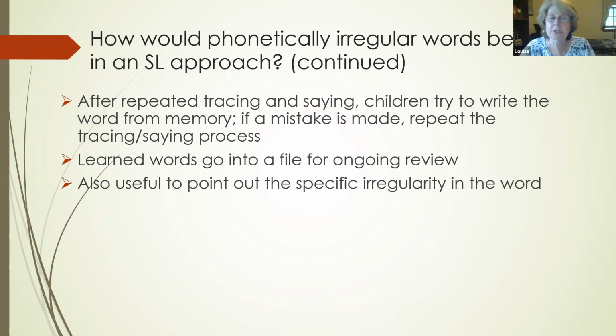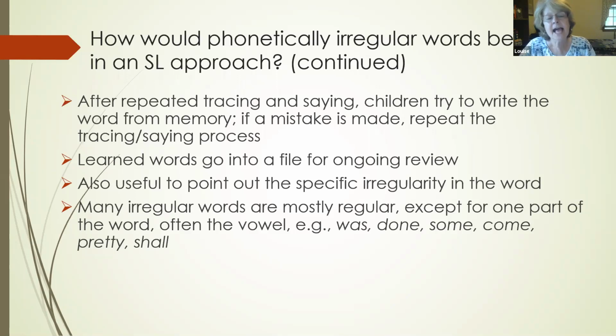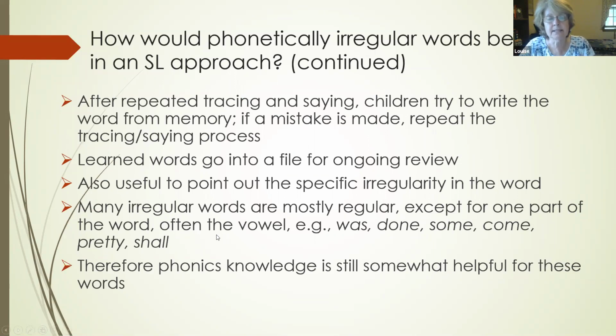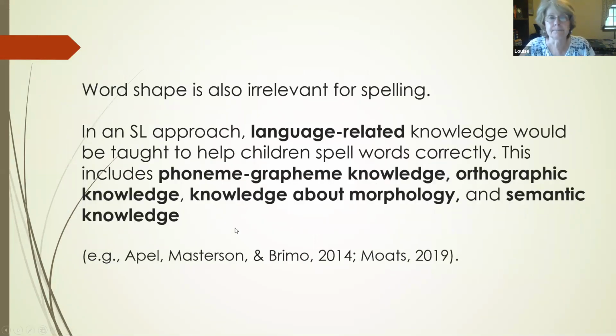And it's also useful to point out the specific irregularity in the word, because recent reading research has highlighted the idea that many irregular words are mostly regular, except for one part of the word, which is often the vowel. So in "done," for example, it's the O that's irregular. Otherwise, it would be regular. And same thing with "some" and "come." In "pretty," it's the E that's irregular. So it can be helpful to point that out to children because you can tell them that what they know about phonics is still somewhat helpful for these words, but there is an irregularity in the word.